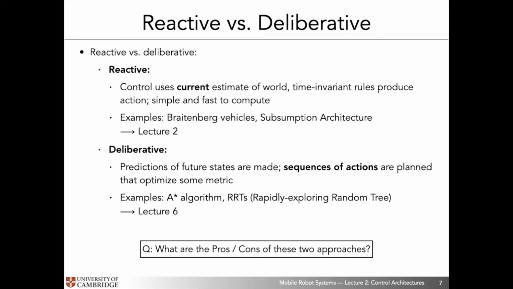In deliberative control, which lies in stark contrast to reactive control, the predictions of future states are made and relied upon in order to plan sequences of actions, right?